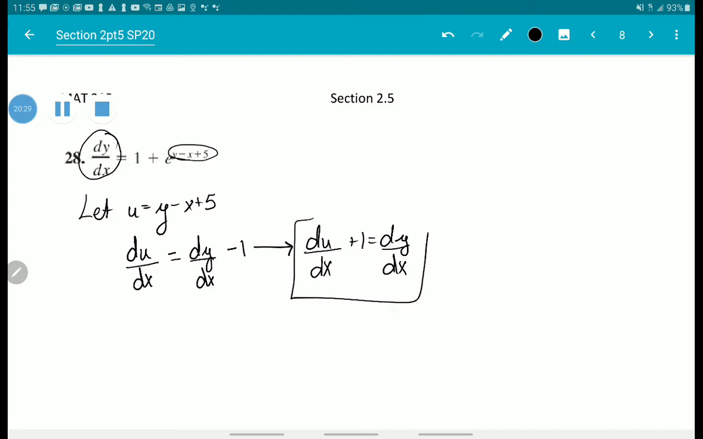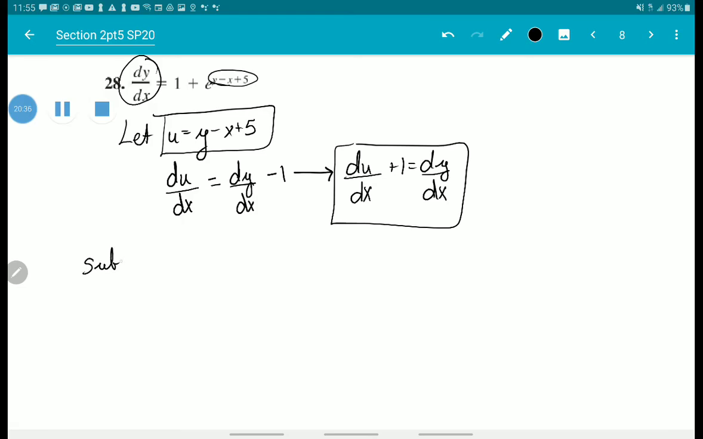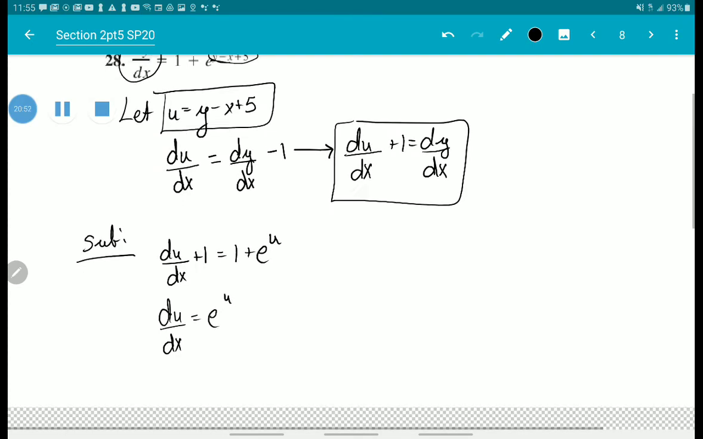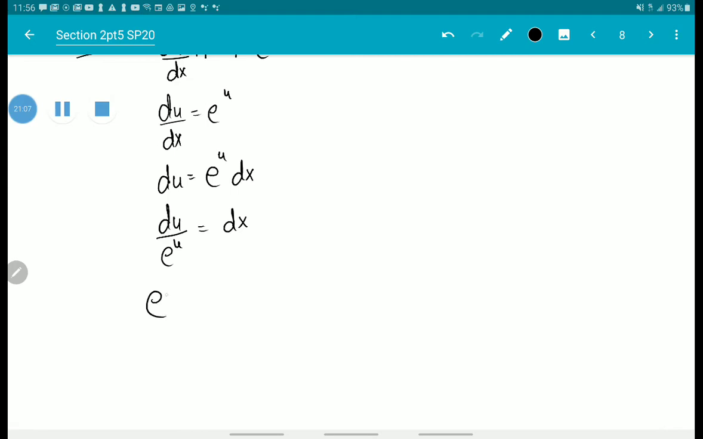So now I'm going to box in my substitutions, and then we're going to substitute. So we have du over dx plus 1 is equal to 1 plus e to the u. So notice the ones are going to cancel. So we have du is equal to e to the u times dx. Let's divide everything by e to the u. So we have du over e to the u is equal to dx. Now we can rewrite that as e to the negative u. And now we can integrate. When we integrate the left, that's a u substitution. When we integrate the right, it's just going to be x plus c.